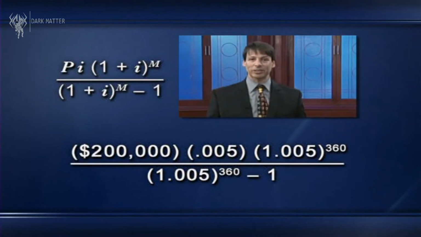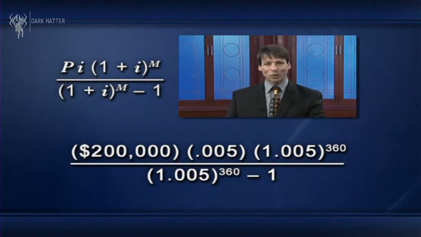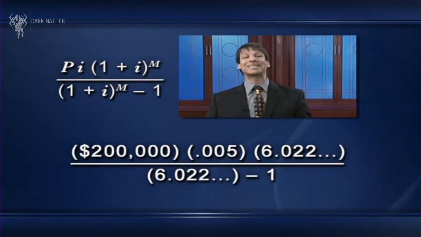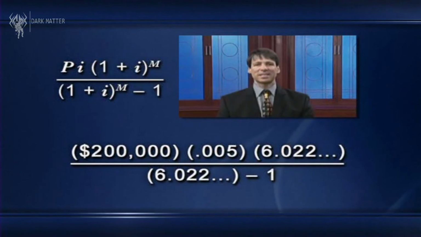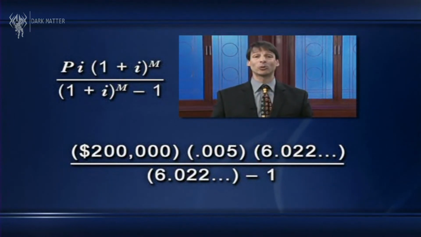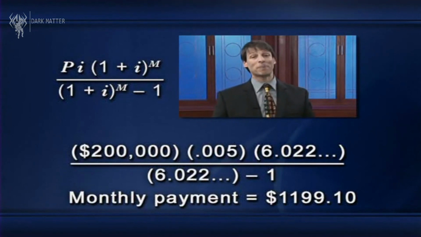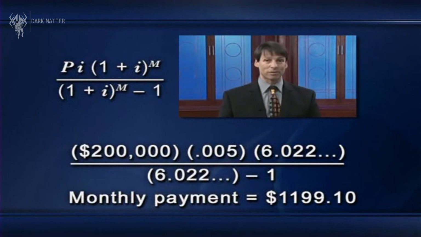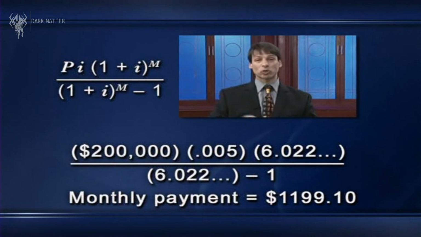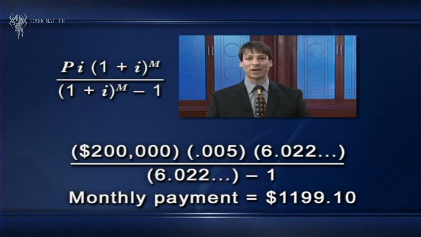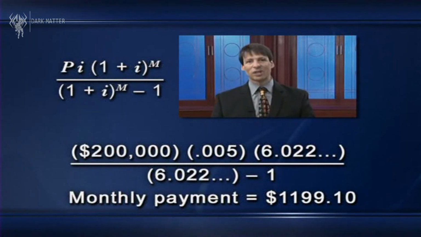Now, if you use a calculator or even a search engine to compute 1.005 to the 360, that gives you 6.022. Then the entire formula here simplifies to $1,199.10. So our monthly payment is about $1,200 a month. This seems reasonable since it's in between our lower and upper bounds of 555 and 1555, and it's higher than the average of those numbers. I've included additional examples of these problems in the course guidebook.